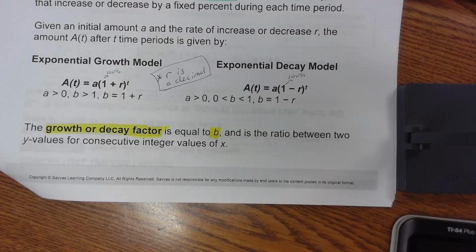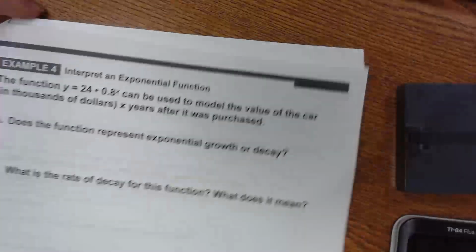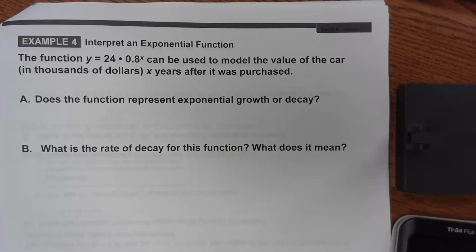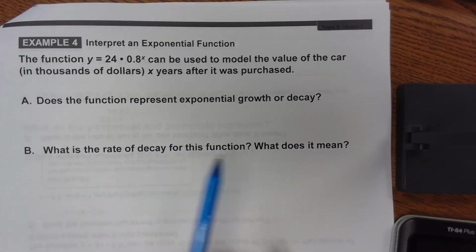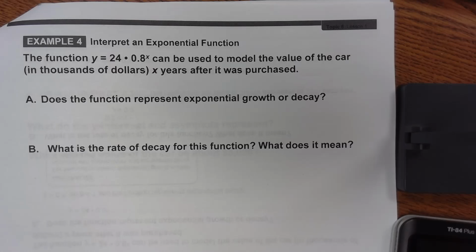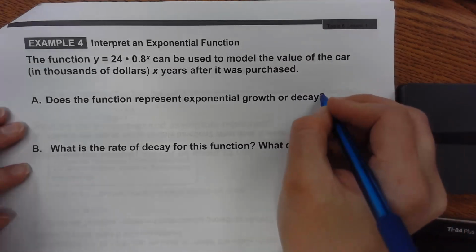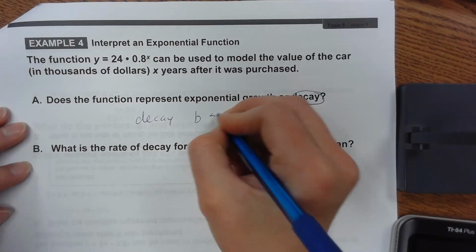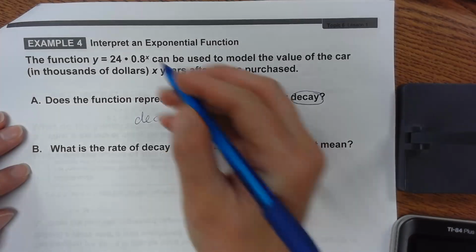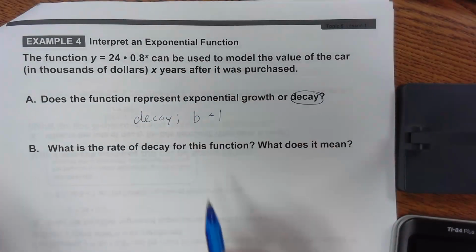Okay, so let's see what we got. Here's our function. It says it can be used to model the value of a car in thousands of dollars x years after it was purchased. Does this function represent growth or decay, and why? Okay, go ahead. Someone say it. That should be a decay. And why is it a decay? Because our b value is less than 1. Our b value, remember, is right next to the x.